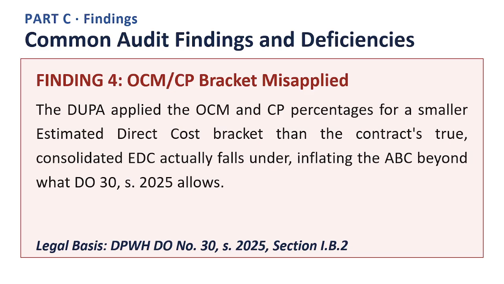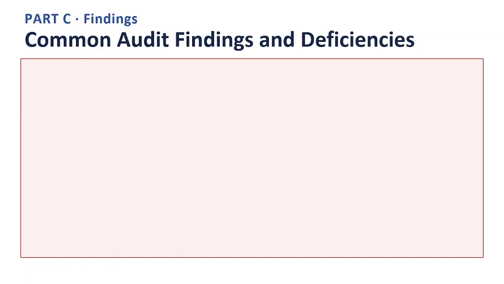The legal basis for this finding is DPWH Department Order No. 30, Series 2025, Section IB2. Auditors look for this pattern because it usually signals that a required planning or documentation step was skipped rather than genuinely completed. The practical safeguard is to always ask for the specific supporting document before accepting the figure at face value. Next slide.